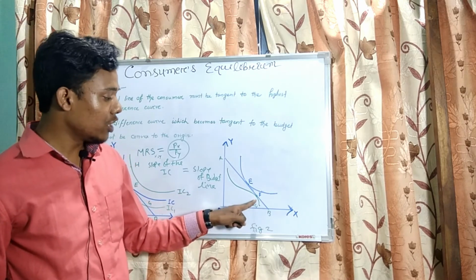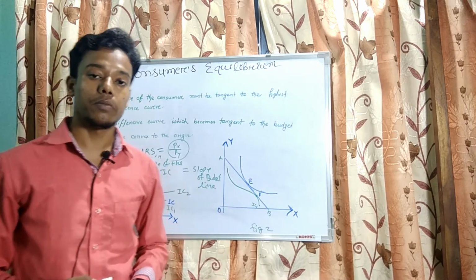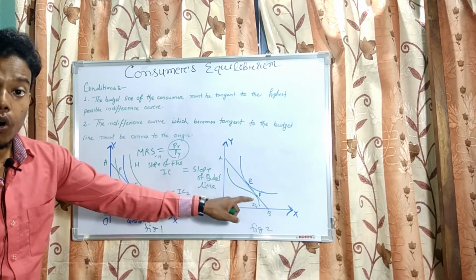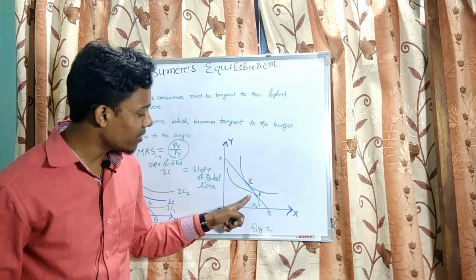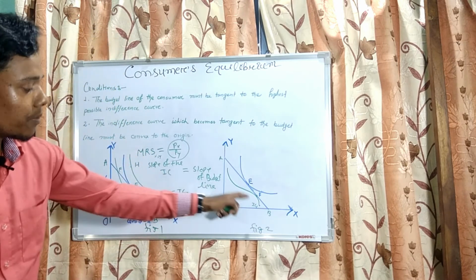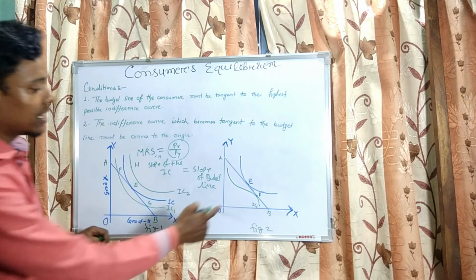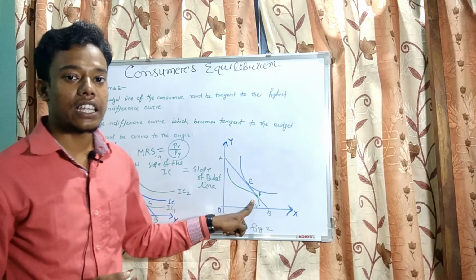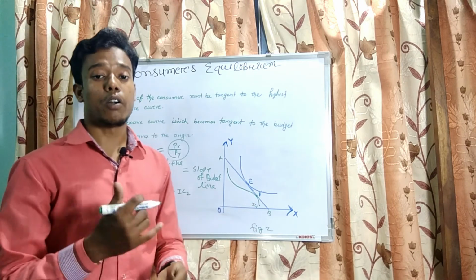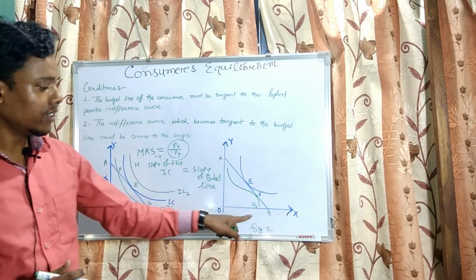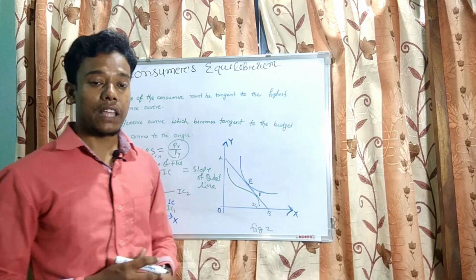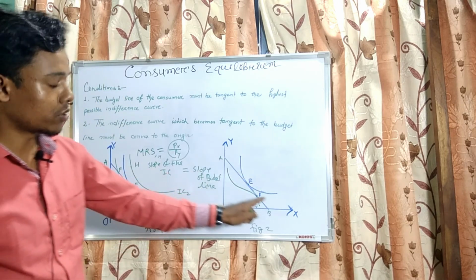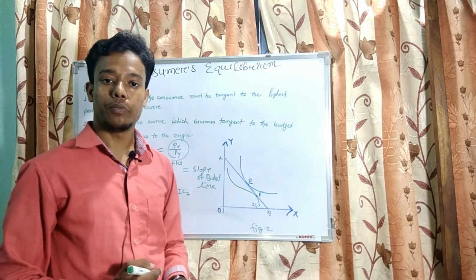The consumer may attain equilibrium at point F, but he cannot achieve equilibrium at point F, because at that point the indifference curve is concave to the origin. What do we mean by convex and concave to the origin? It means that the marginal rate of substitution is increasing at that point. That means the consumer is going to sacrifice a larger amount of one commodity, suppose good Y, to attain a lesser amount of good X. So it cannot happen. So at the point of equilibrium, the indifference curve should become convex to the origin to attain the equilibrium level.